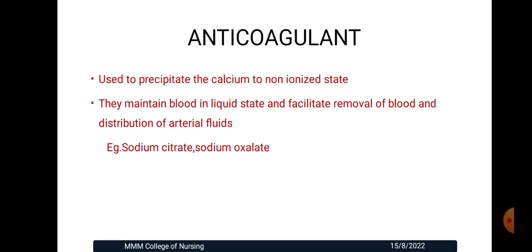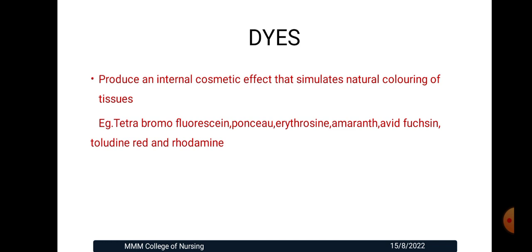Coming to the anticoagulants, used to precipitate the calcium to non-ionized salt. They maintain blood in the liquid state and facilitate removal of blood and distribution of arterial fluids. Example, sodium citrate, sodium oxalate. Dyes produce an internal cosmetic effect that simulates the natural coloring of the tissue. Example, tetrabromofluorescein, ponceau, erythrosine, amaranth, eosin, fuchsin, toluidine red and rhodamine.